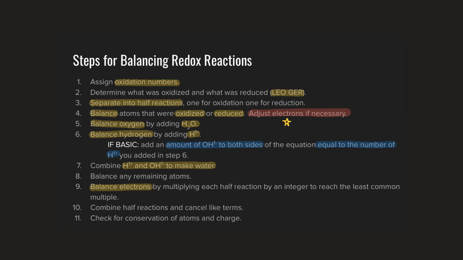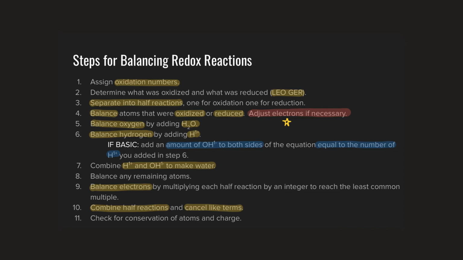So electrons, again, are a conserved particle in these reactions, which means we're going to balance these by multiplying the half reactions by whole number integers to find the least common multiple of electrons between the oxidation step and the reduction step. And then we move on to cleanup. We're just going to combine our half reactions, cancel out any like terms, and then check our work by checking for conservation, both of the number of atoms on both sides and of charge.